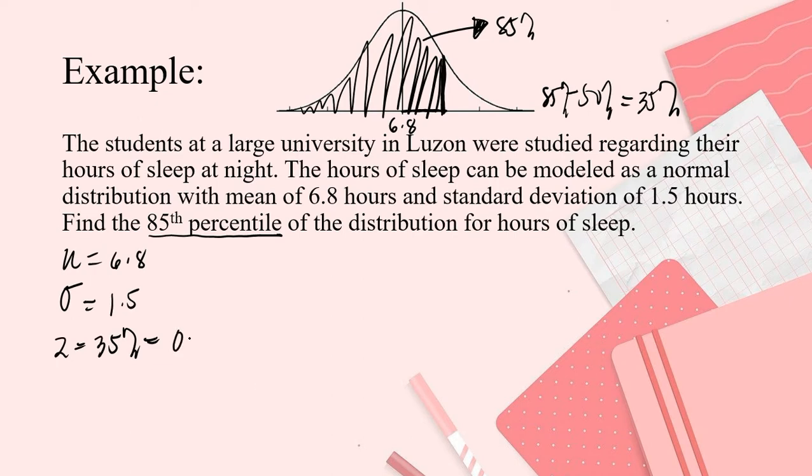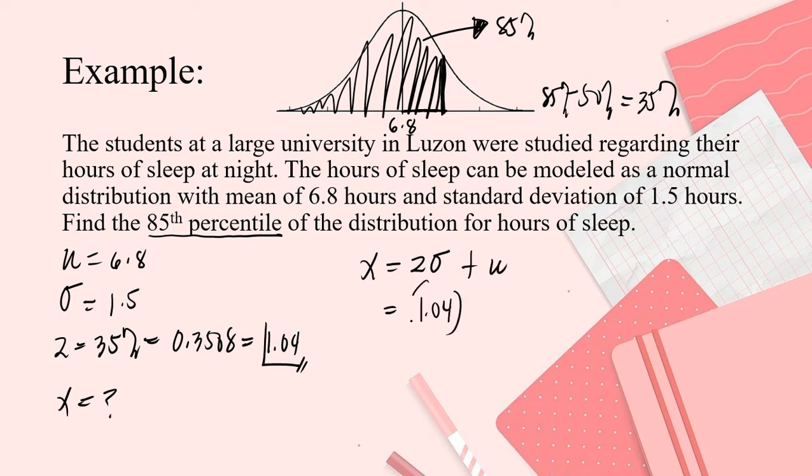1.04, that is 0.3508, which is equivalent to 1.04. Now, let's solve for x, the number of hours na pasok sa 85%. The formula: x is equal to z times standard deviation, plus mean. That is 1.04 times 1.5 plus 6.8.